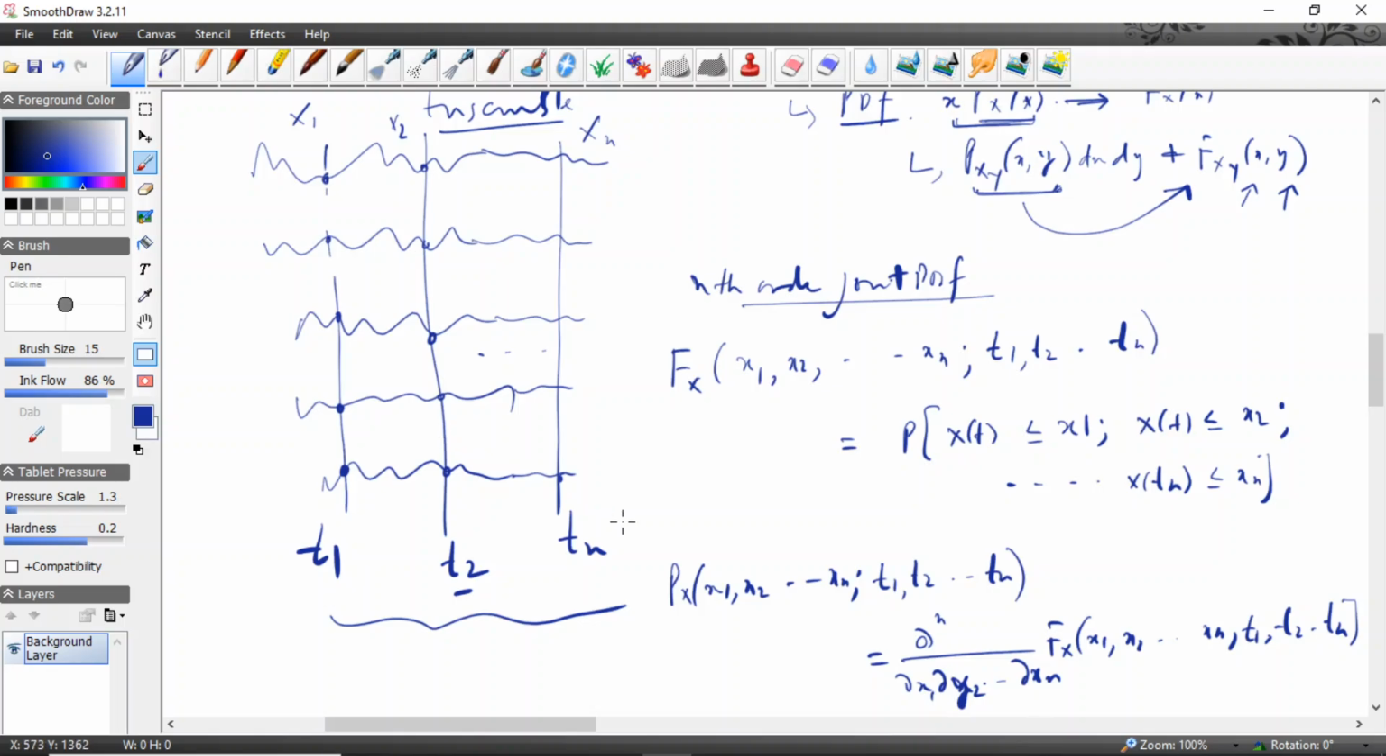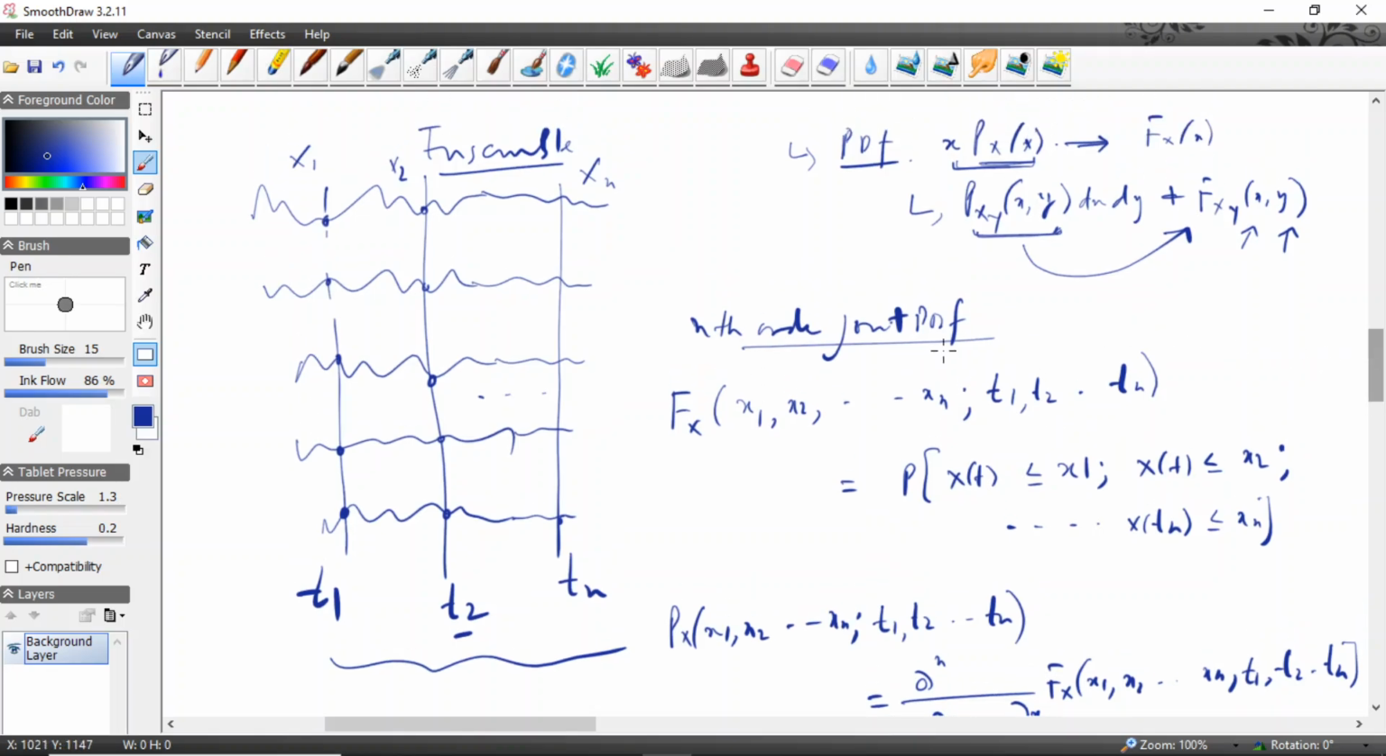So if you have this joint CDF or the joint PDF of the n random variables that you have extracted from this random process, this will completely specify all the statistical parameters about this random process.